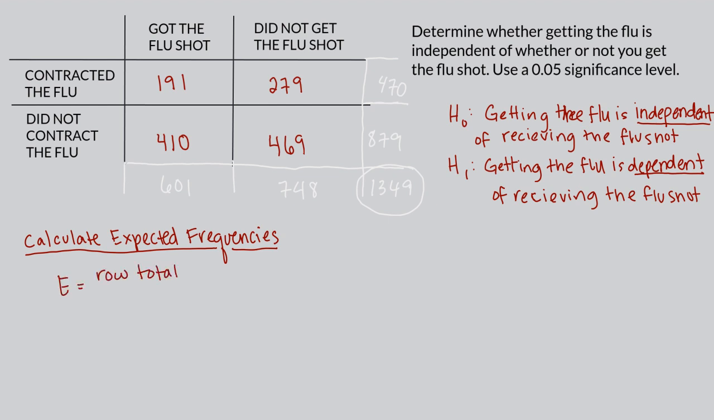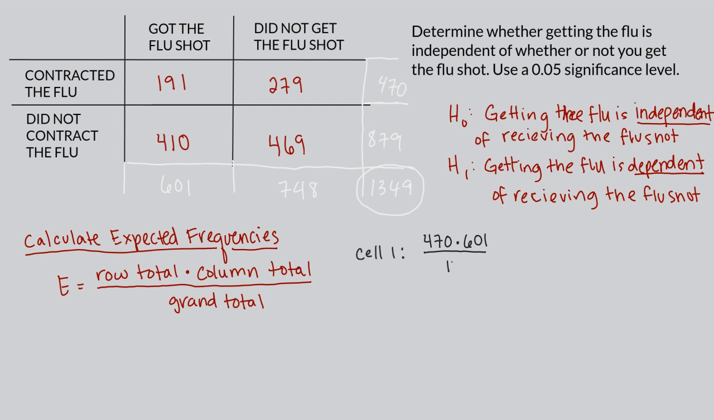For each cell in the table, we'll have an expected frequency. So we'll have one for our first cell, our second cell, third cell, fourth cell, etc. And the way that we calculate our expected frequency is to take our row total, multiply by our column total, and divide by the grand total.